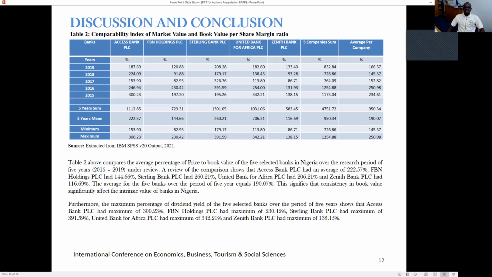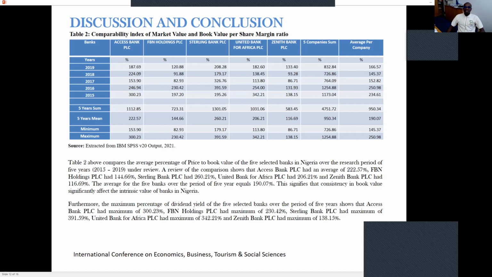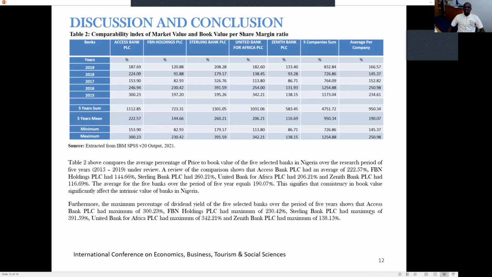Further, the maximum percentage of book value of the 5 selected banks over the period of 5 years shows that Access Bank PLC had a maximum of 300.23%, FBN Holding PLC had a maximum of 230.42%, Sterling Bank PLC had a maximum of 239.59%, United Bank for Africa PLC had a maximum of 342.21%, and Zenith Bank PLC had a maximum of 138.15%. With this, we therefore decided to reject the null hypothesis and accept the fact that consistency or increase in book value of companies significantly affects the market share of selected banks in Nigeria.